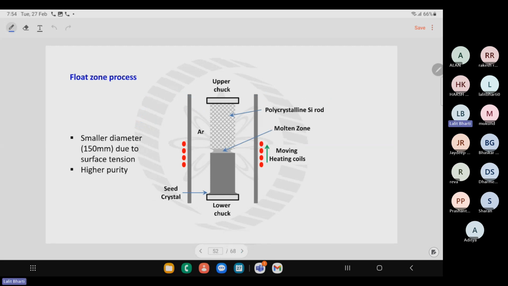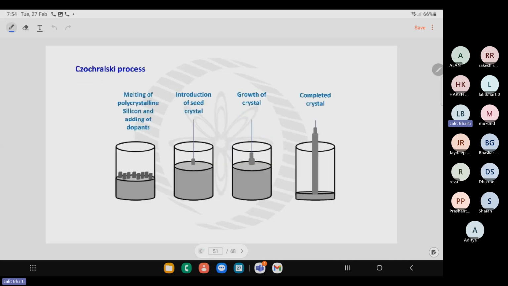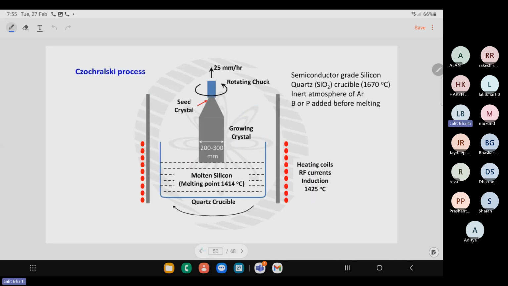This is the float zone process. This is the Czochralski process. A detailed comparison is given in the main lectures, but I'm just giving you a brief introduction. This is basically molten silicon, so in this case the silicon is liquid. How is it made liquid? We have heating coils here.